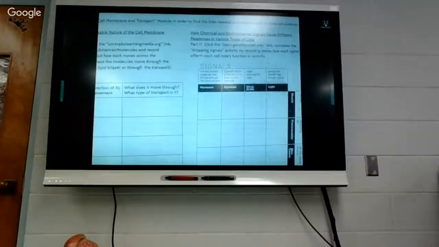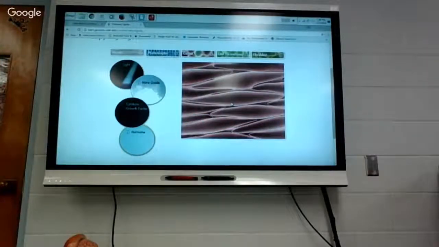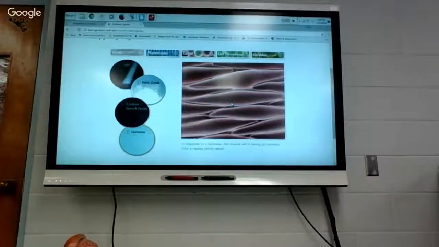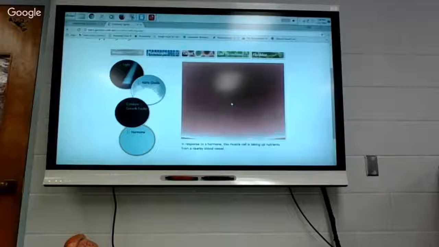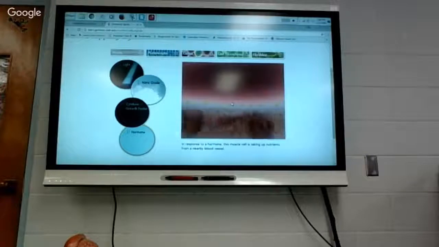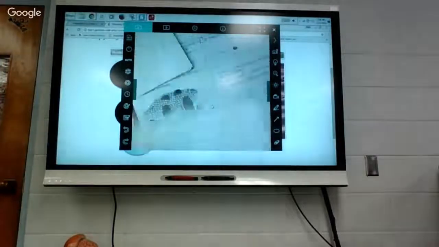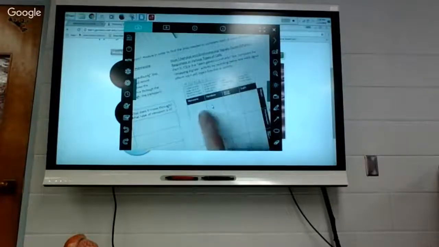Okay, so we're going to click muscle, and we're going to click on the hormone just because it's the first one in the list. I don't know why they put it at the bottom. So you drag it over. In response to a hormone, this muscle cell is taking up nutrients from a nearby blood vessel. And that's all we do. So probably they're talking about insulin. So what we'll write right here is that it takes up nutrients from the bloodstream.